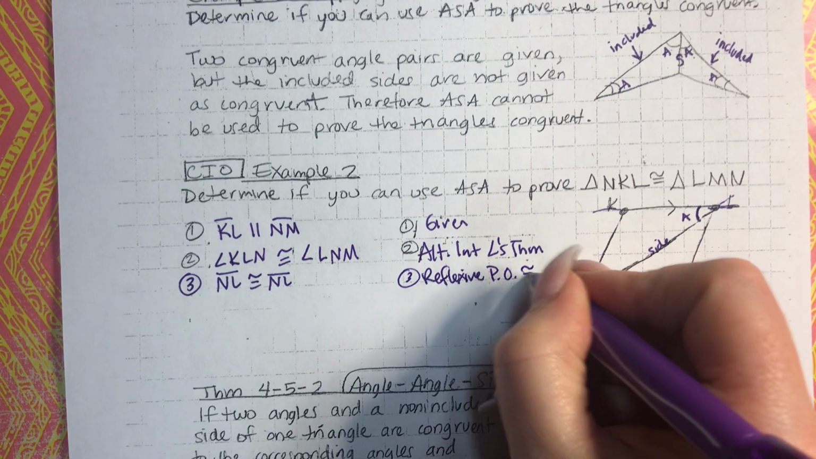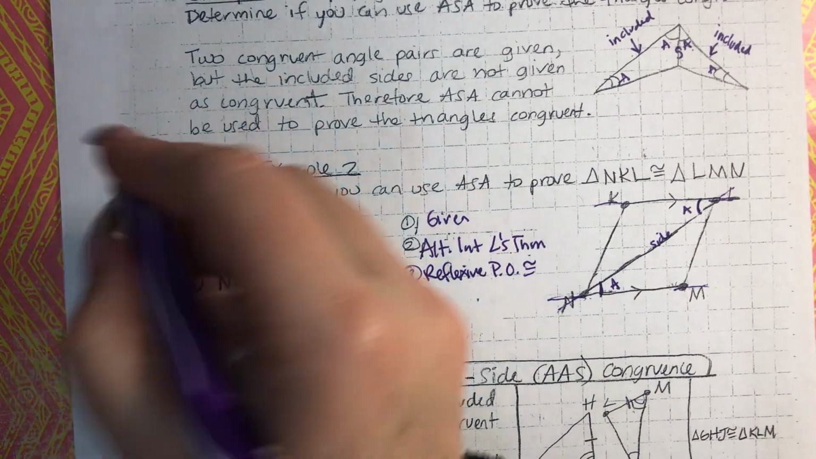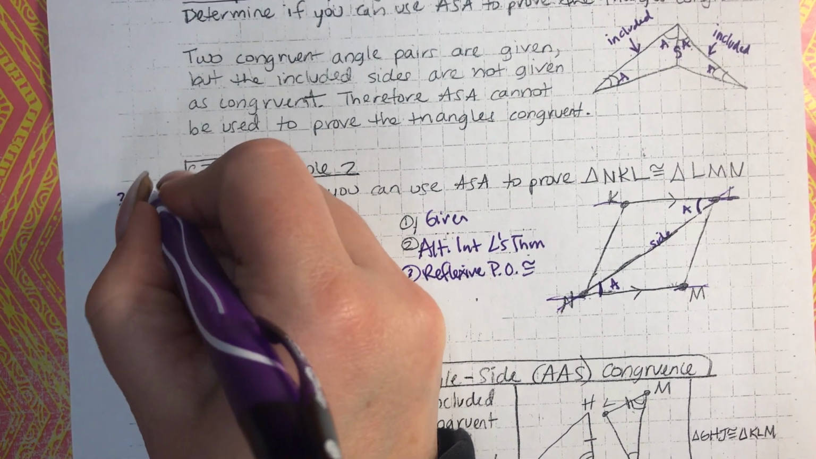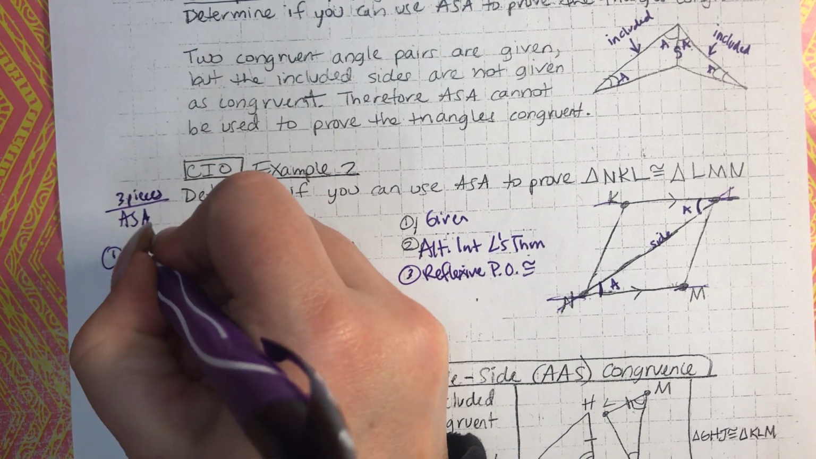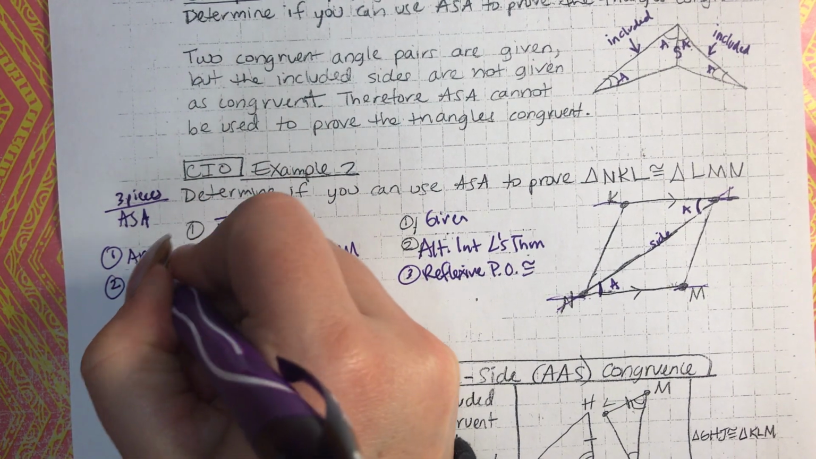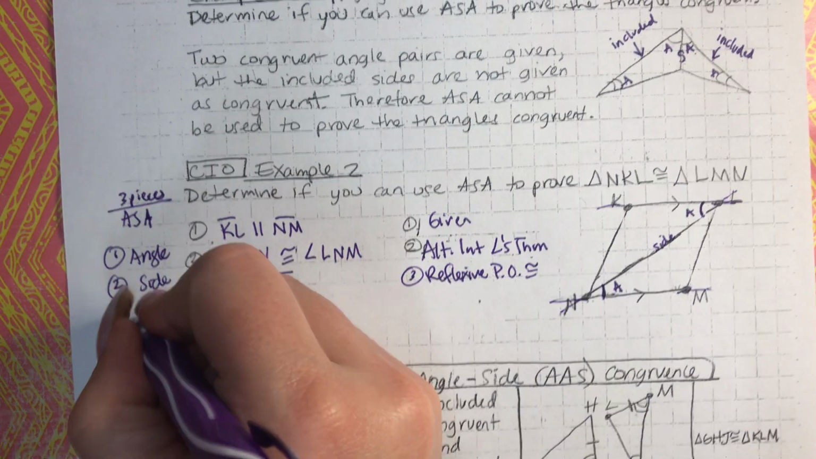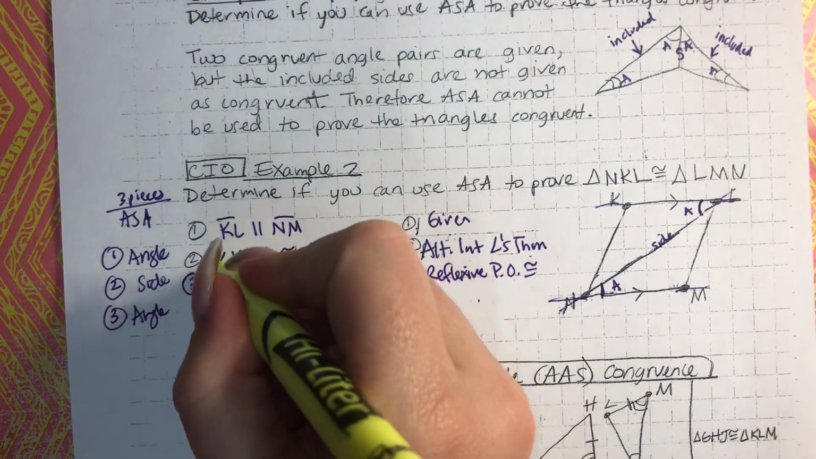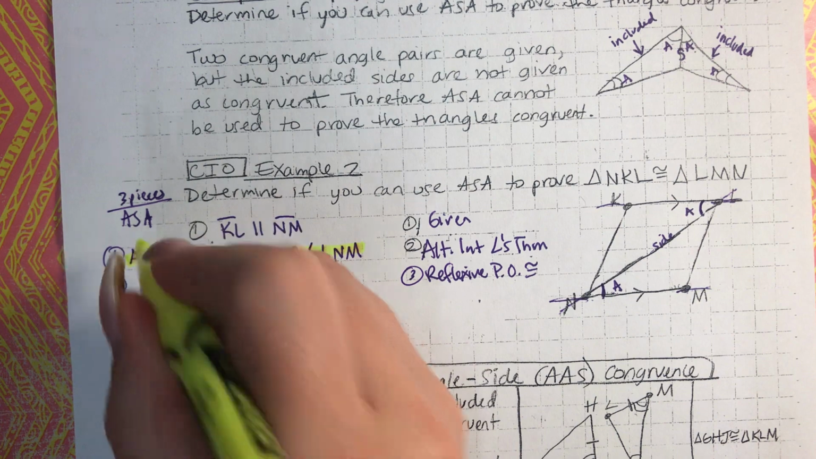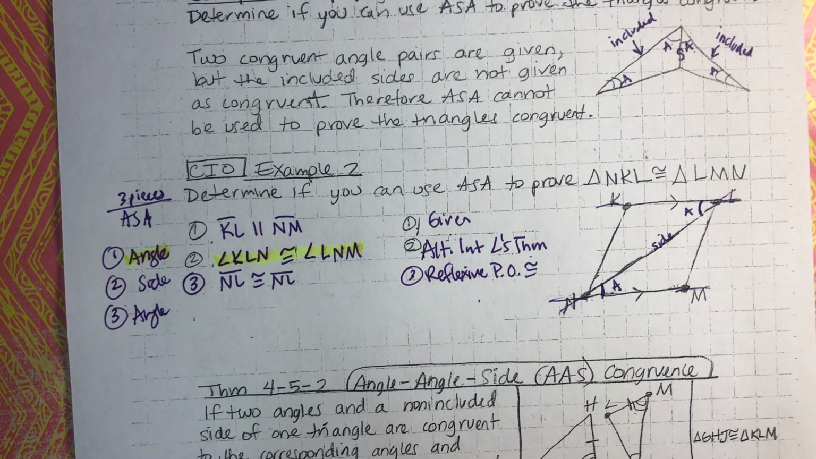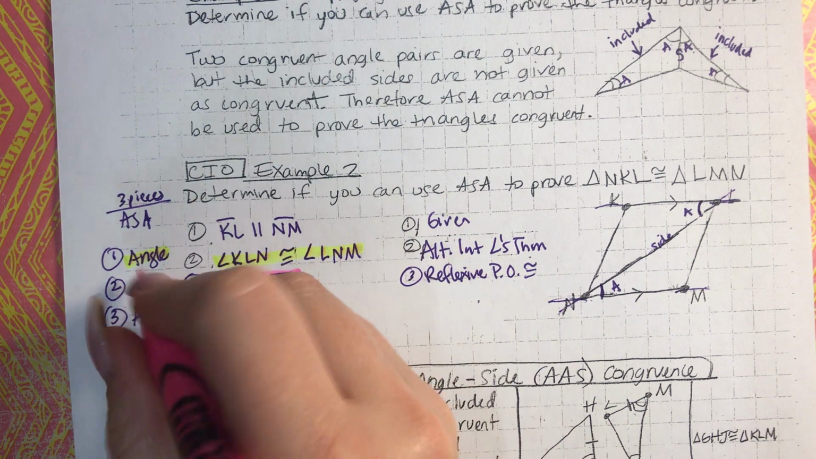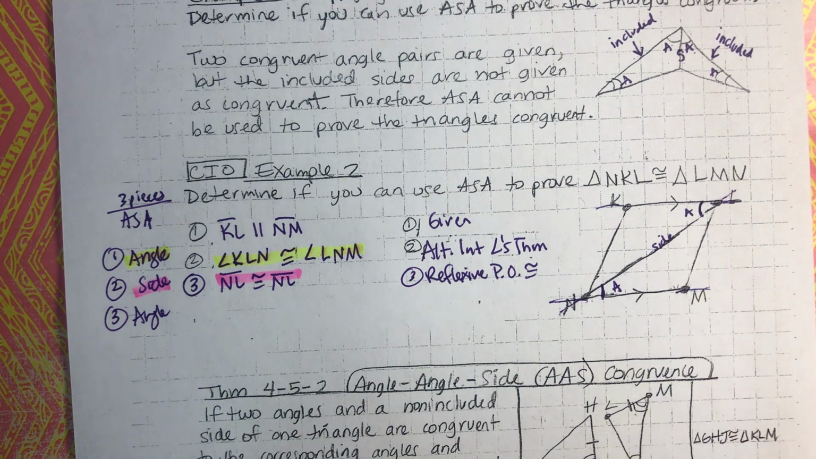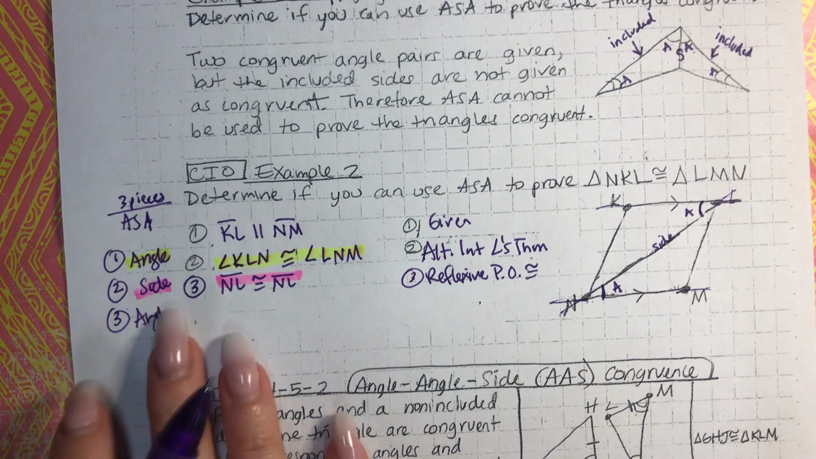But we need 3 pieces for angle side angle. We need an angle, we need a side, an included side, and we need another angle. So what we have is an angle here. We have a side here, which is that included side. But we don't have another angle. So because of that, we don't have all three pieces of information.